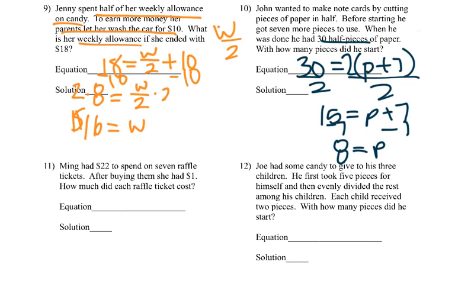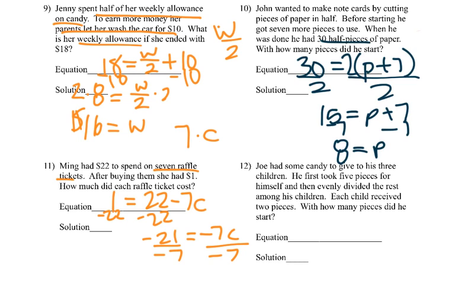All right, 11. Ming had $22 to spend on 7 raffle tickets. After buying them, she had $1. How much did each raffle ticket cost? Okay, so she had $22. She spent it on 7 raffle tickets, so 7 times whatever the cost was, so 7C. And after buying them, she had $1. Okay, so let's change that to $1 left over. So we took the $22 and we subtracted the cost of the raffle tickets. Okay, subtract 22. We get negative 21 equals negative 7C, divided by negative 7. And we get positive 3 equals the cost. So $3.